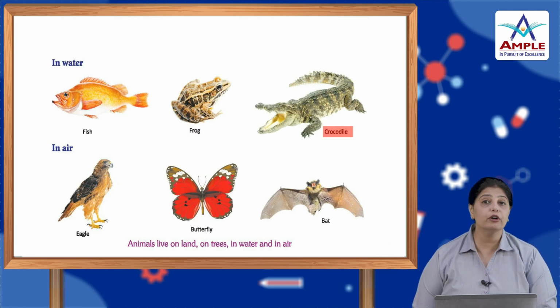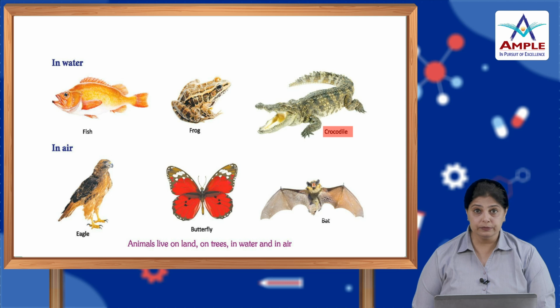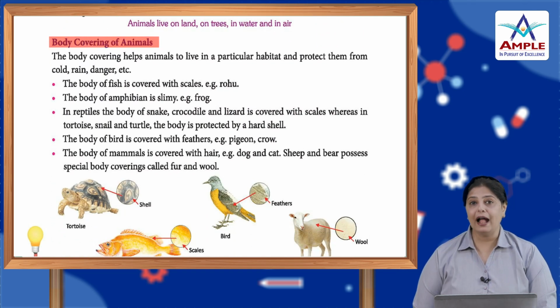So, children, one more thing about the frog is that the frog is such an animal that can live on land as well as in water. So, it is known as an amphibian. Those animals that can live on land as well as in water are called amphibians, for example, the frog. In air, it's eagle, butterfly and bat. So these are some of the examples of animals that live in different places, according to their habitat.